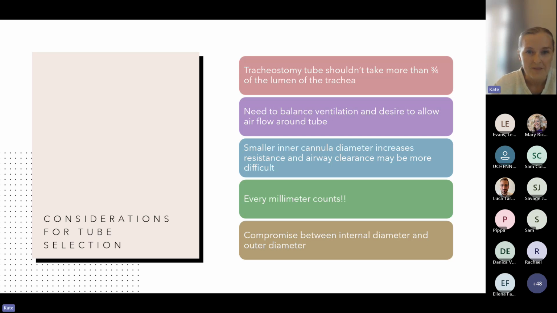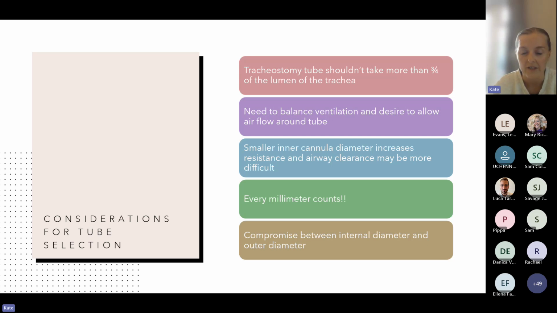So, considerations for tube selection. Previously, standards were that your tracheostomy tube shouldn't take more than 3/4 of the lumen of your trachea. The problem with this is that there wasn't really any evidence out there to suggest why that was the case or why that was the guidance. And they also didn't provide any guidance on how to measure your trachea. So this has now come out of the guidelines.